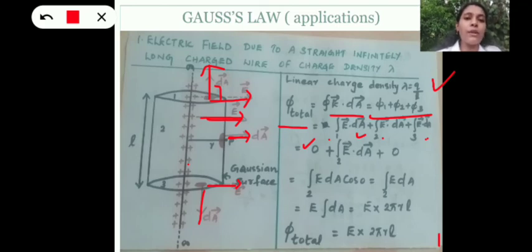And here, what is our closed surface? It is in the form of a cylinder. So what is the surface area of a cylinder? 2 pi RL. So E into 2 pi RL. So we got an expression for the total electric flux. What is that? E into 2 pi RL is the total electric flux.